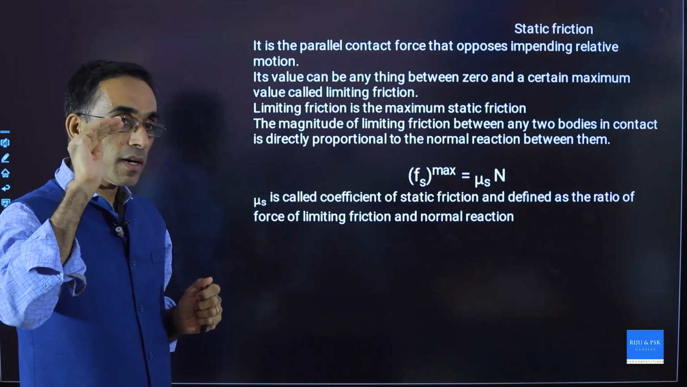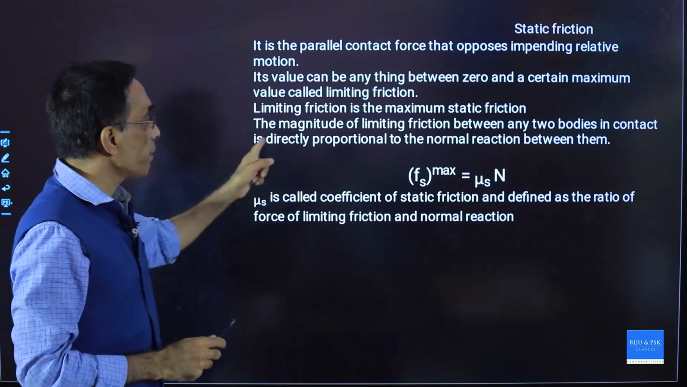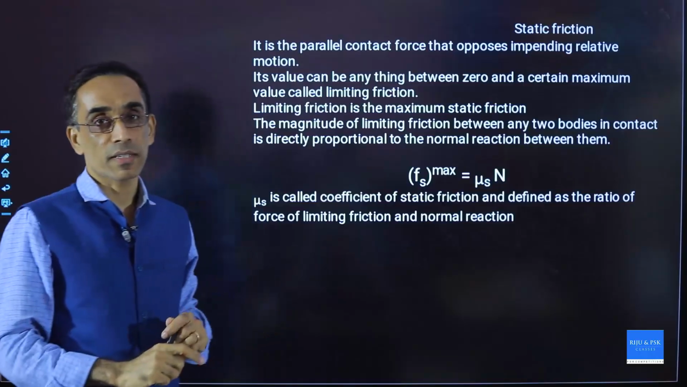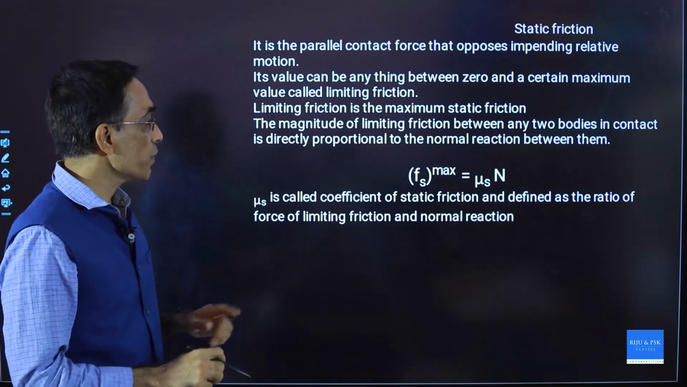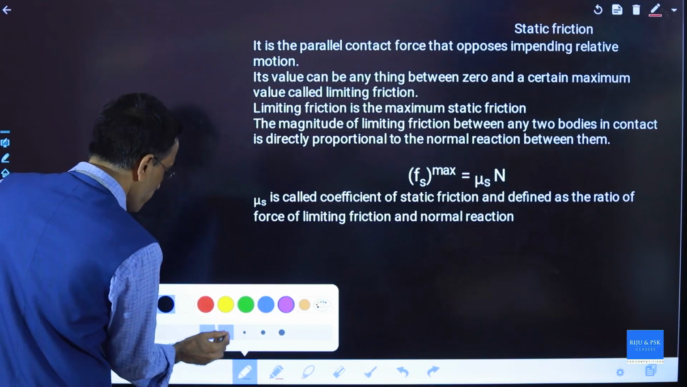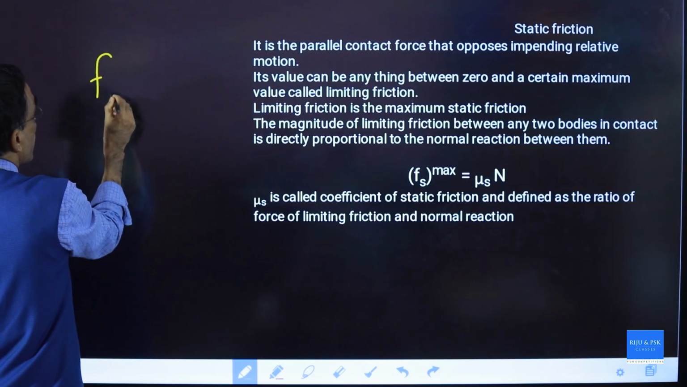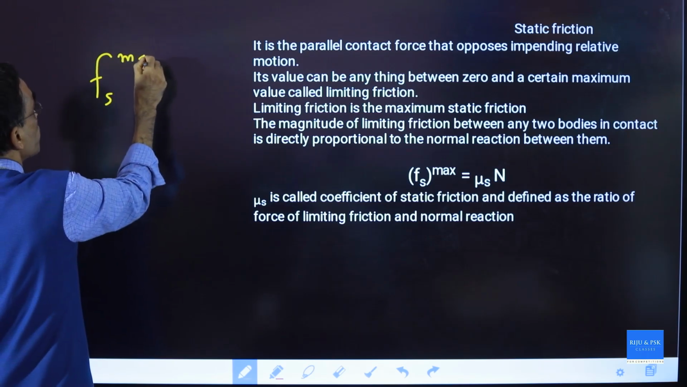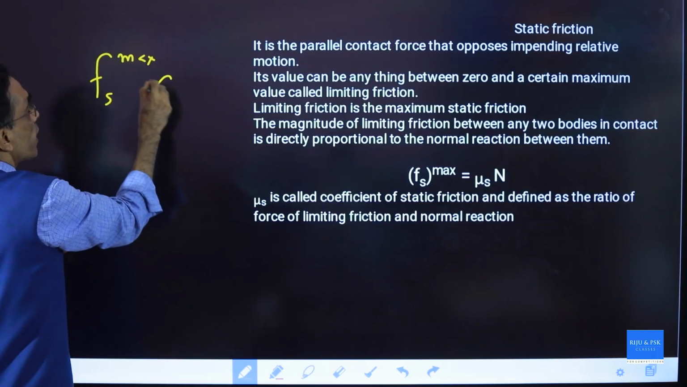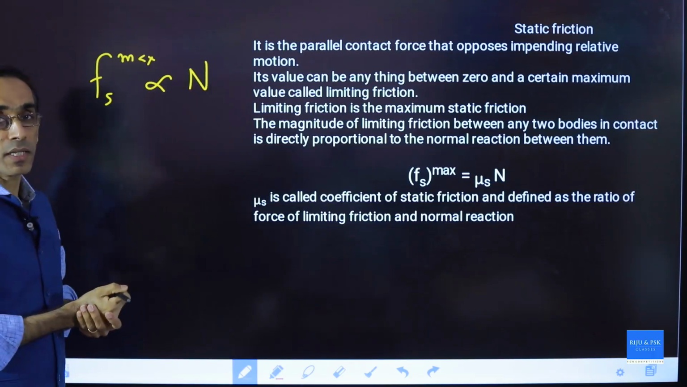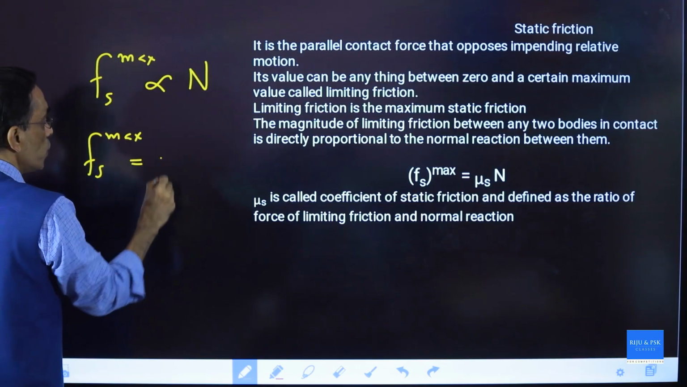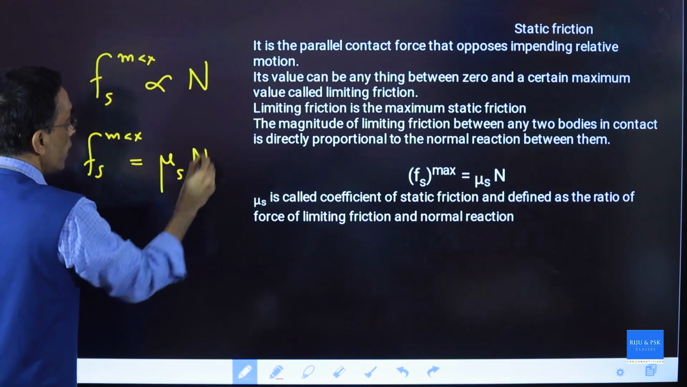Now, the magnitude of limiting friction between any two bodies is directly proportional to the normal reaction. It depends on the normal reaction. So we will write the maximum value, S for static, as Fs maximum. What is the meaning of Fs maximum? The maximum value of static friction is directly proportional to the normal reaction. We can write this as an equation. Fs maximum equals mu s into N.